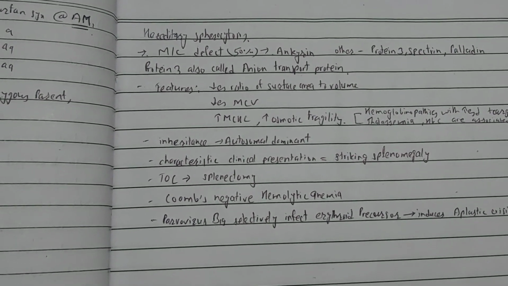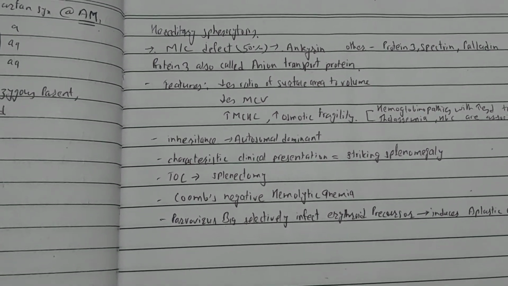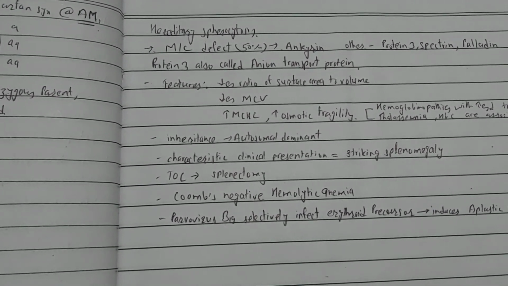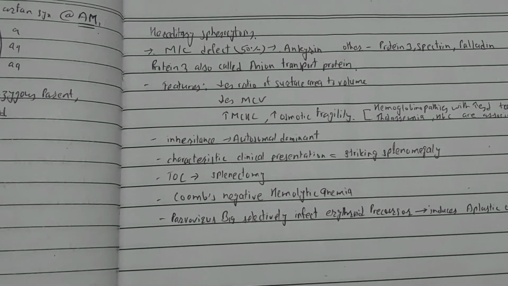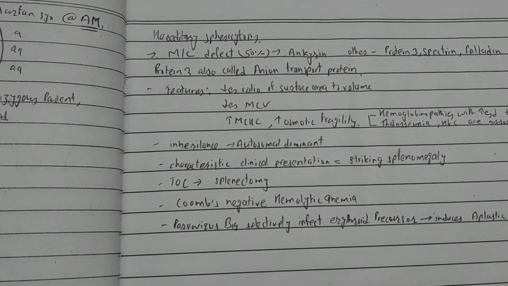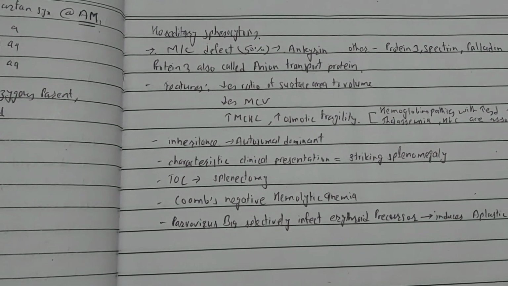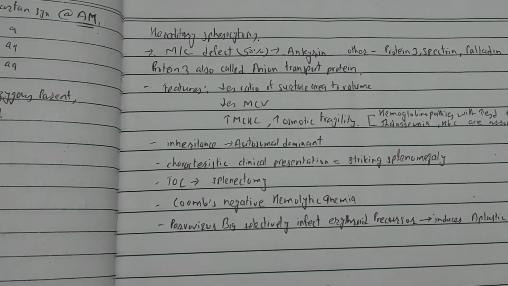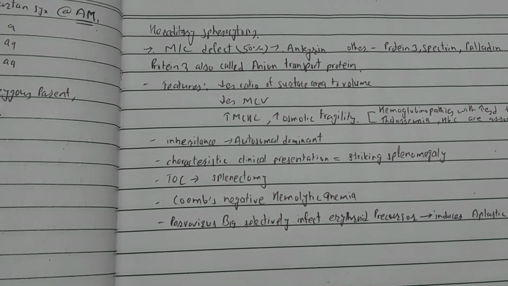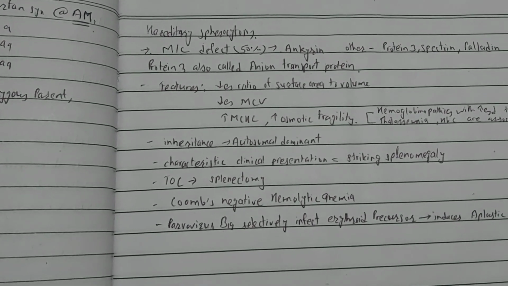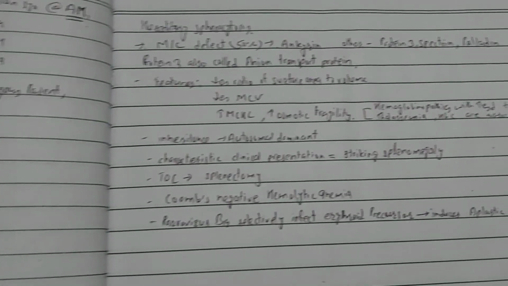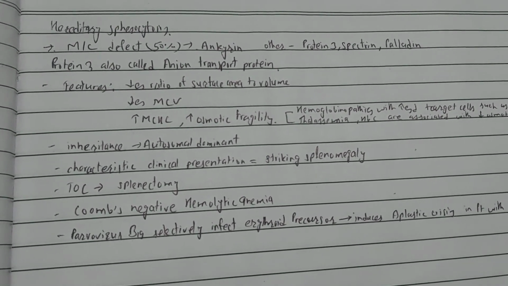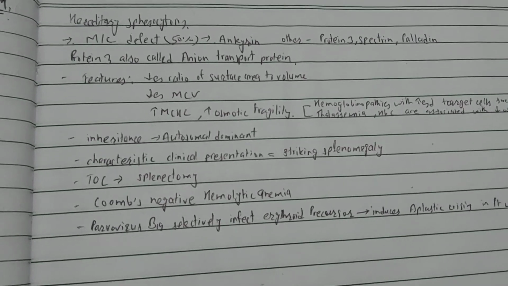So it will also be asked that if there is increased osmotic fragility in hereditary spherocytosis, then when will we find decreased osmotic fragility? Hemoglobinopathies with increased target cells, such as sickle cell anemia, thalassemia, and hemoglobin C, are associated with decreased osmotic fragility. Okay, this is about hereditary spherocytosis.